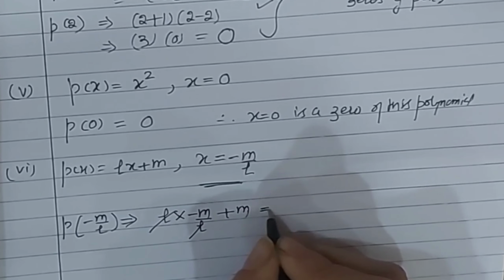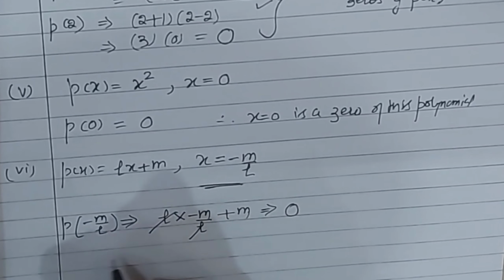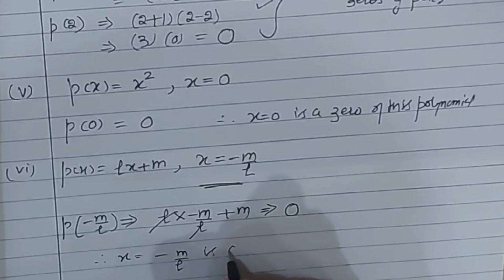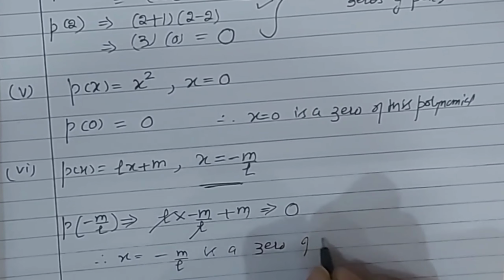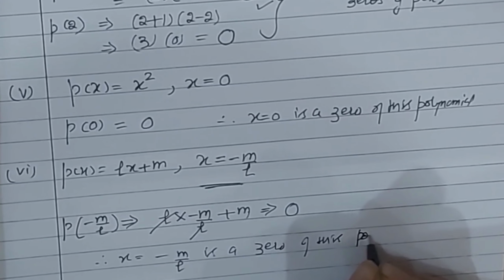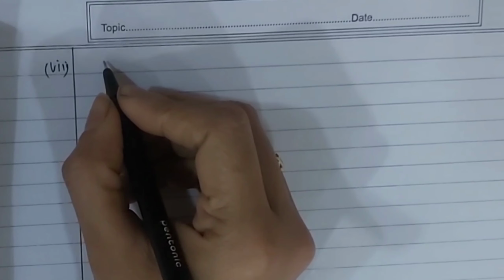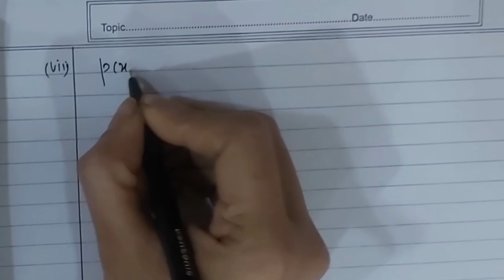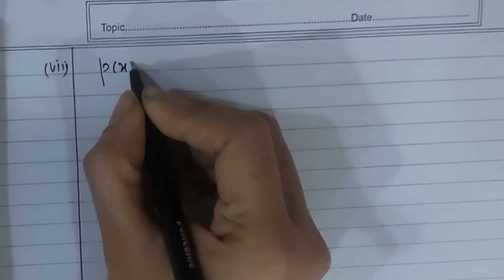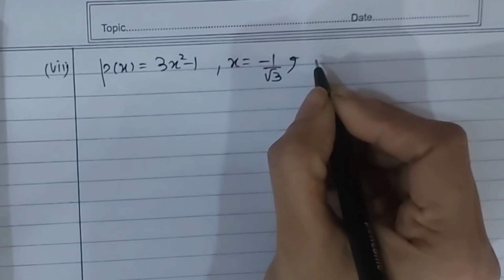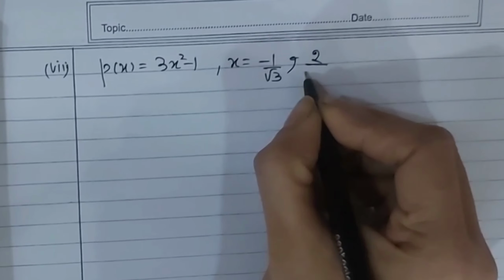Minus m plus m is 0? Yes. Therefore, x is equal to minus m by L is a 0 of this polynomial. Second part of this question says P(x) is equal to 3x square minus 1, where x is equal to minus 1 by root 3, and the second value which we have to check is 2 by root 3.